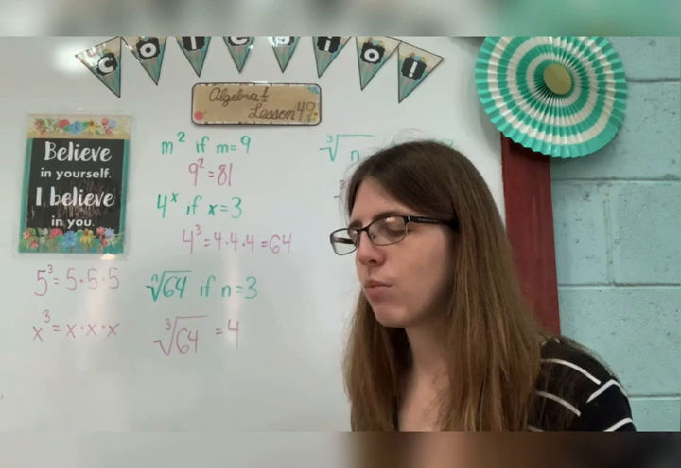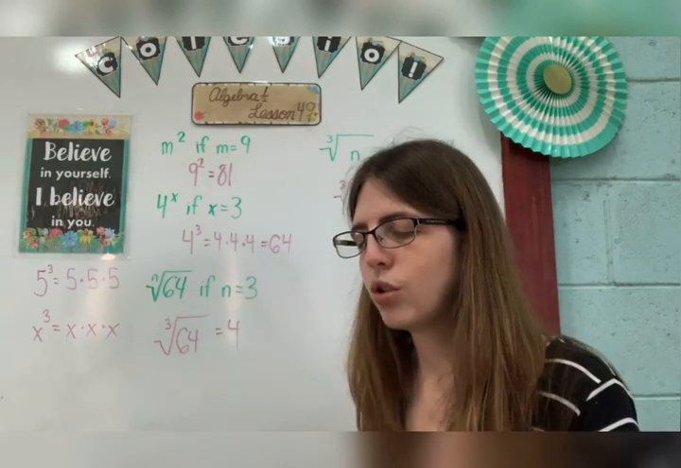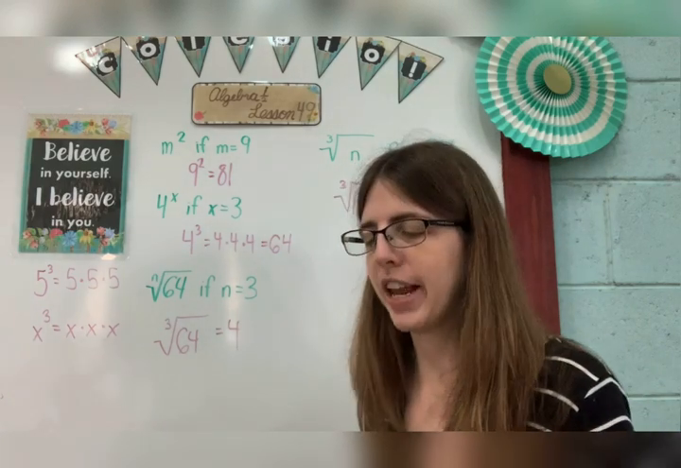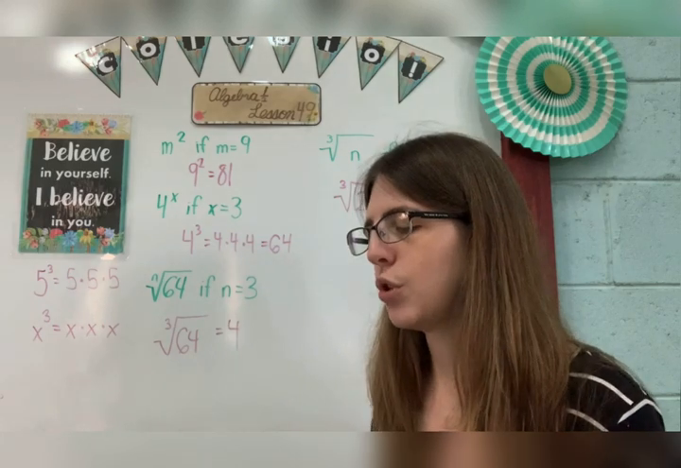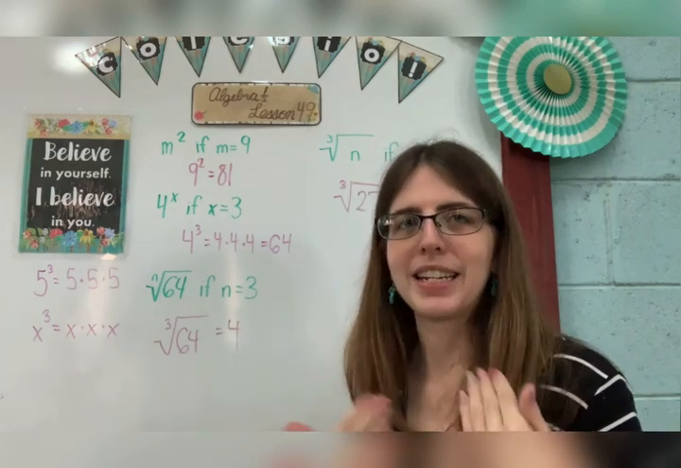And D, the nth root of 81, if n equals 2, so that's the square root of 81, since n equals 2, and that would be 9, because 9 times 9 equals 81.